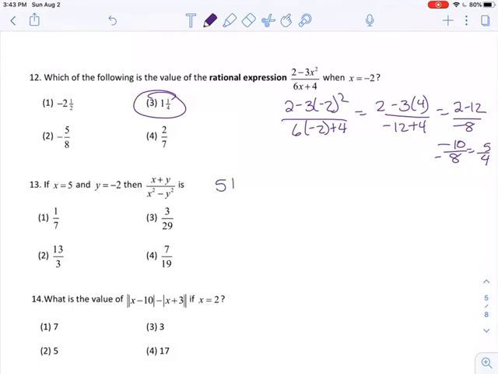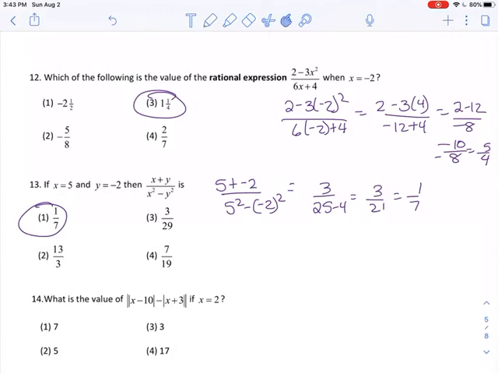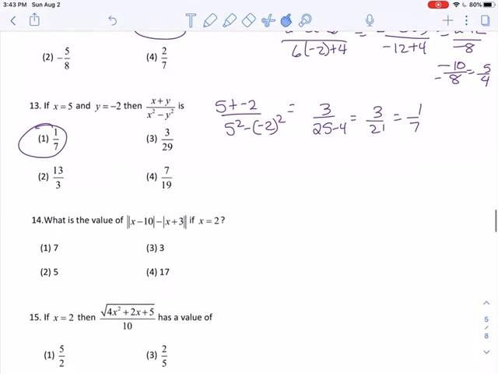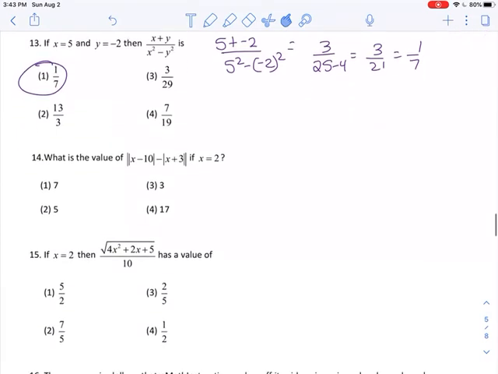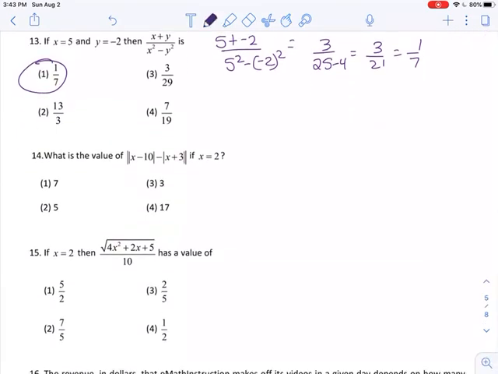13, I have an x and a y, so I'm going to substitute in 5 for x, and I'm going to substitute in -2 for y. So on top I have 3. On the bottom I have 21, which is 1/7. Again, this first unit is just all a review of stuff that you should be comfortable doing back from algebra.